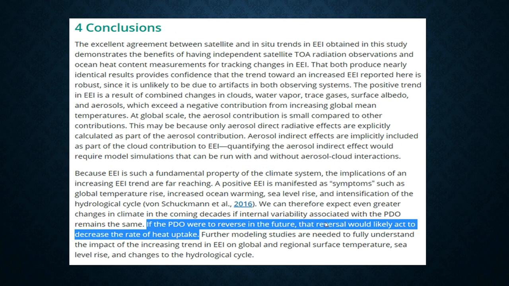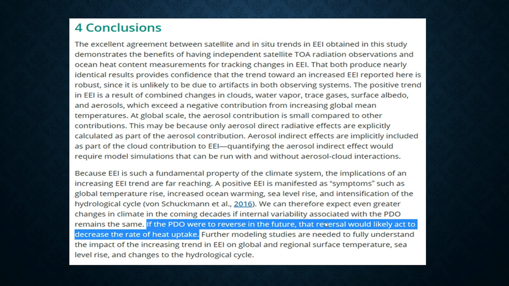The excellent agreement between satellite and in situ trends in EEI obtained in the study demonstrates the benefits of having independent satellite TOA radiation observation and ocean heat content measurements for tracking changes in EEI. That both produce nearly identical results provides confidence that the trend toward an increased EEI reported here is robust. In other words, it's real, it's happening, and going on, since it is unlikely to be due to artifacts in both observing systems.